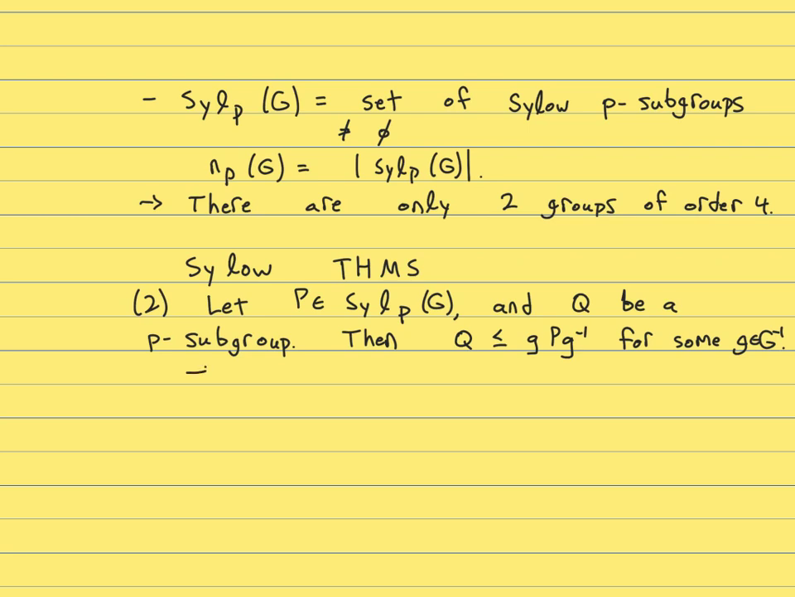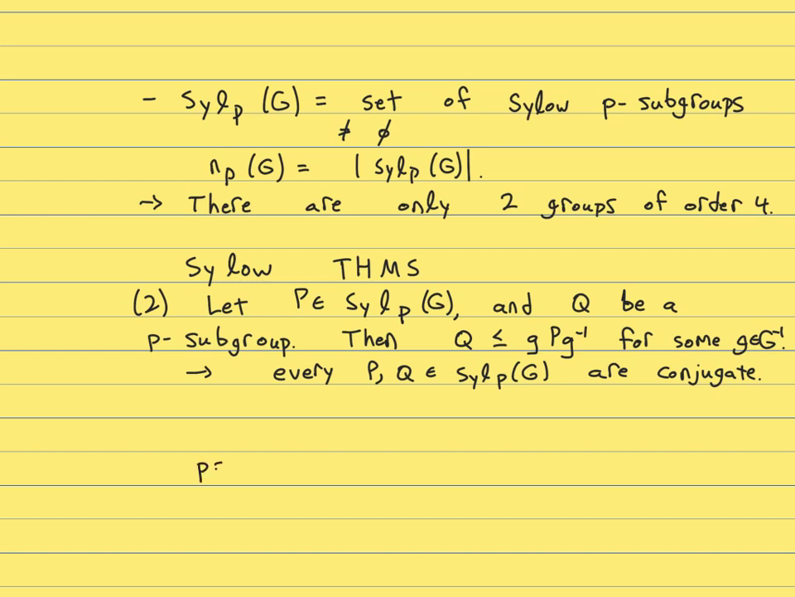In particular, this tells you that every P and Q in the Sylow subgroup set are conjugate. So in other words, the Sylow subgroups form a conjugacy class, which is not entirely obvious. Right now I've just defined it as a set, but it turns out that not only is it a set, it's actually a conjugacy class. And not only is it a conjugacy class, but every subgroup of prime power order must be a subgroup of one of your Sylow p-subgroups.